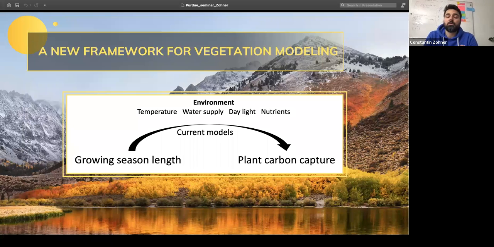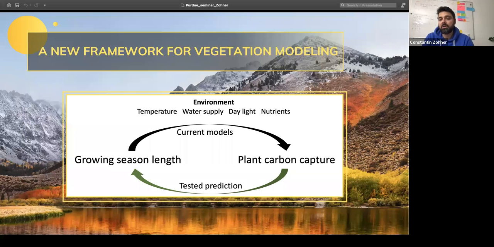previously, dynamic global vegetation models in general predict plant carbon capture based on environmental factors: temperature, water, daylight, also nutrient supply. And what they need information on is the overall growing season length, because only during the growing season, when the leaves are on the tree, is plant carbon capture possible. But now what these results suggest is that the opposite is also true, that plant carbon capture, or at least the activity and growth of plants itself, has an effect on growing season length.